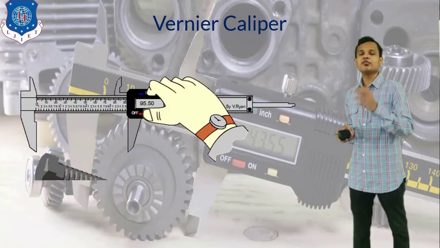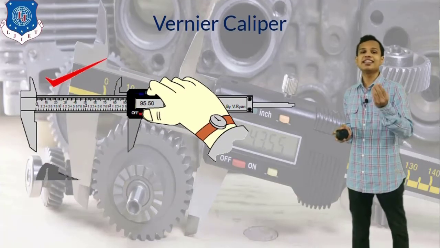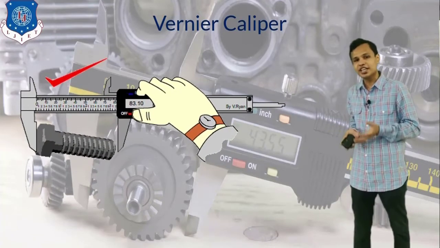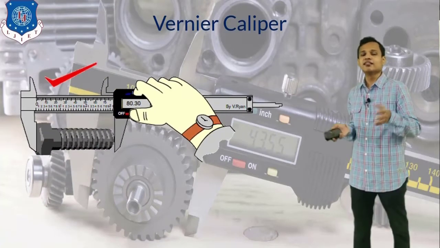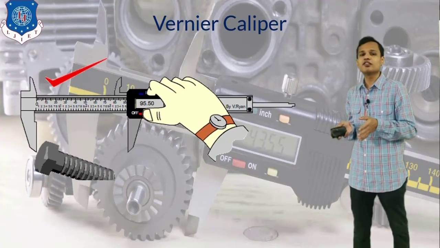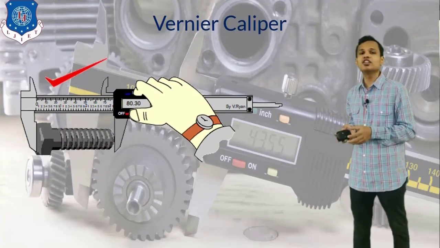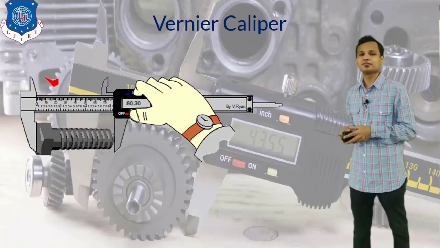In this second figure, we can also see the digital vernier caliper, right? In that, we don't need to do the complicated procedure of reading the primary scale and the secondary scale. Whenever we match the two ends of the vernier caliper, the value of the outer diameter will be displayed on the screen of the digital vernier caliper as seen in this figure.